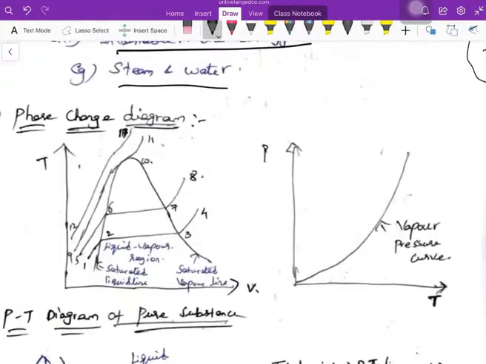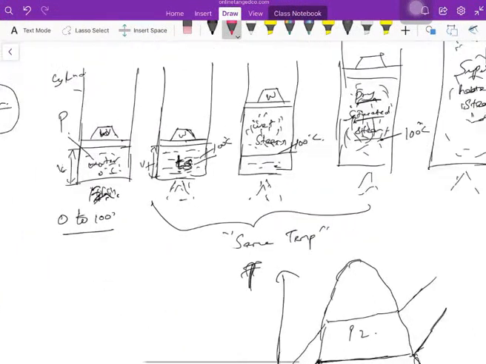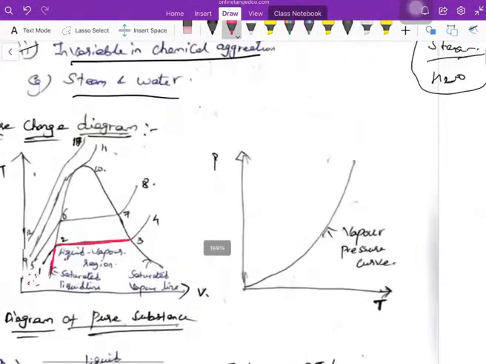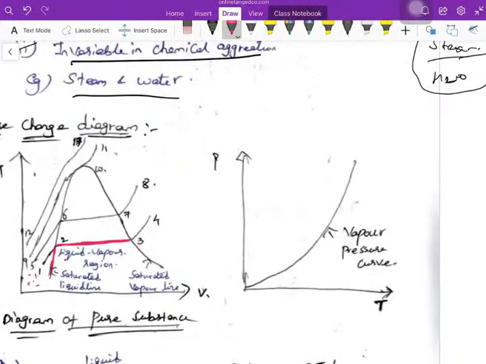Here, this particular line is nothing but the saturated liquid line, because before this line the water is liquid. Now this particular region is nothing but the liquid vapor region, guys. It contains both water vapor and water, wet steam and water. So, liquid vapor region. And the third one is this line. This particular line is called the saturated vapor line.